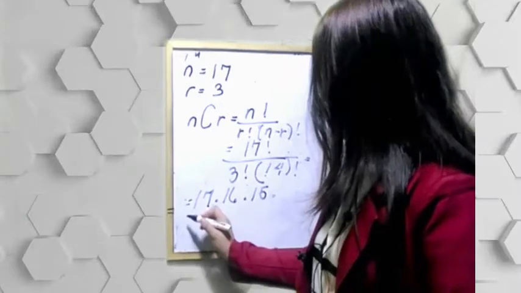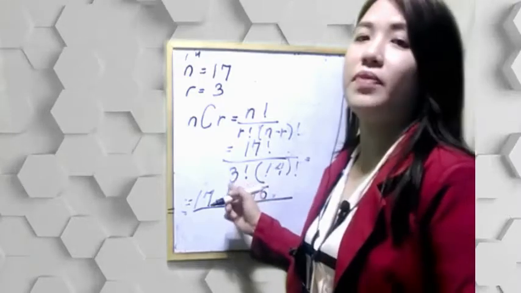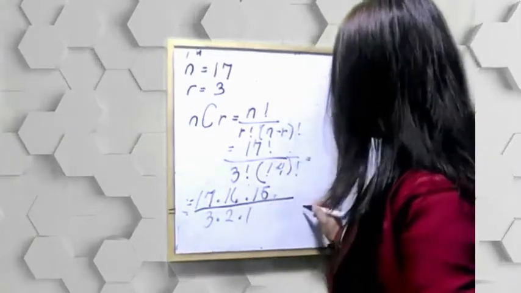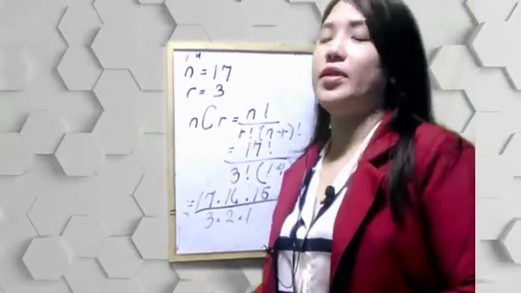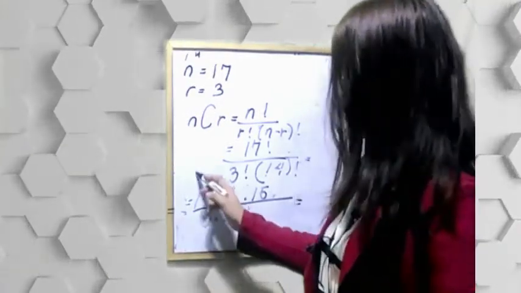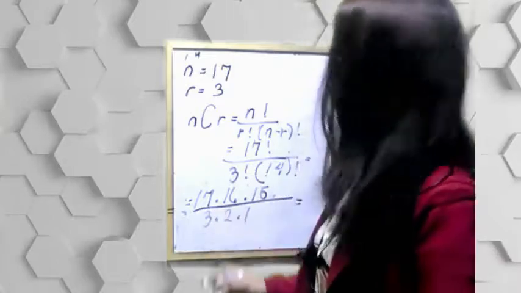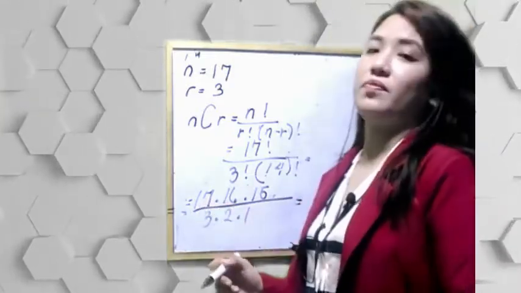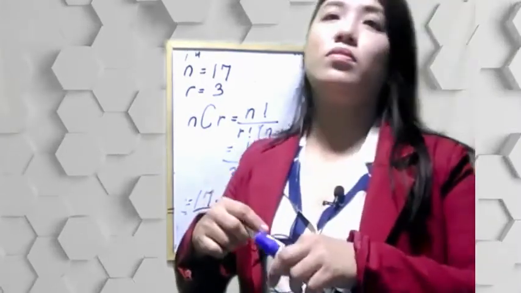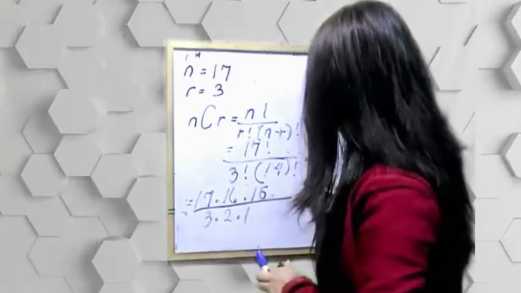So what will be left will be 17 times 16 times 15 over 3 factorial. 3 factorial when expanded will give you 3 times 2 times 1. Alright, so 17 times 16: 7 times 6, 42, bring down 2, carry 4, 1 times 6, 6 plus 4, 10, so that gives 272. 272 times 15, how much? That will give you 4080.